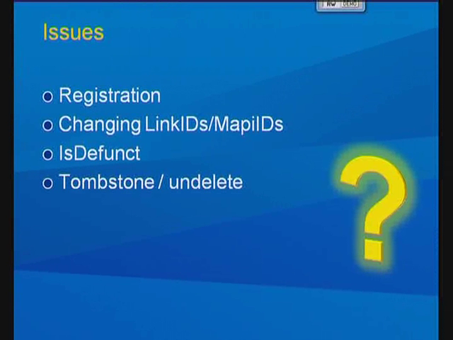There would be a way to do it, but there's no supported way to change link IDs or MAPI IDs. And the only thing you can do is mark objects you've added to your schema as defunct so that they are not used anymore. But you cannot remove them from Active Directory. You can exchange certain values when they are deactivated, defunct, but you can't remove them. So it's impossible to remove a schema object.